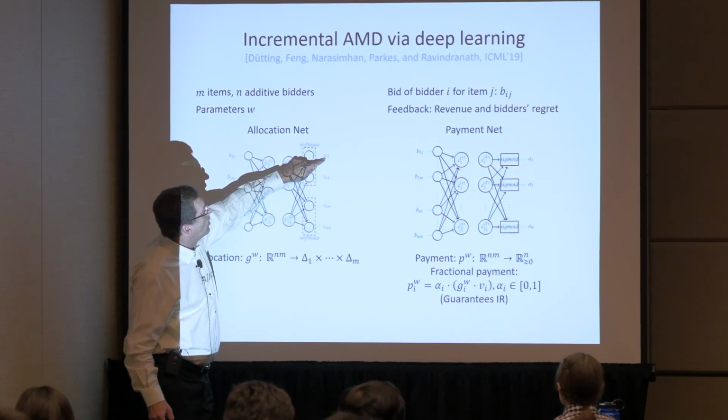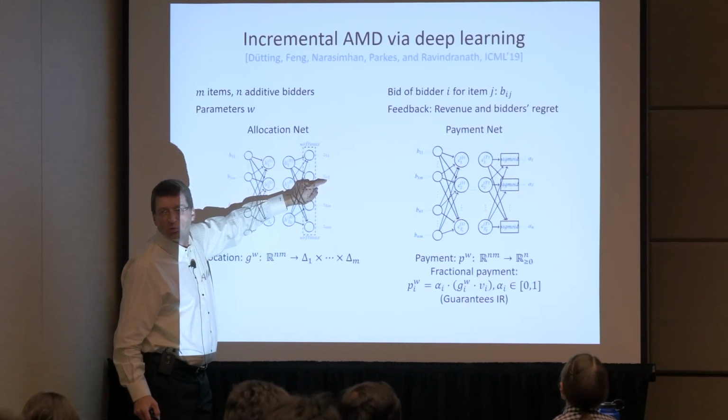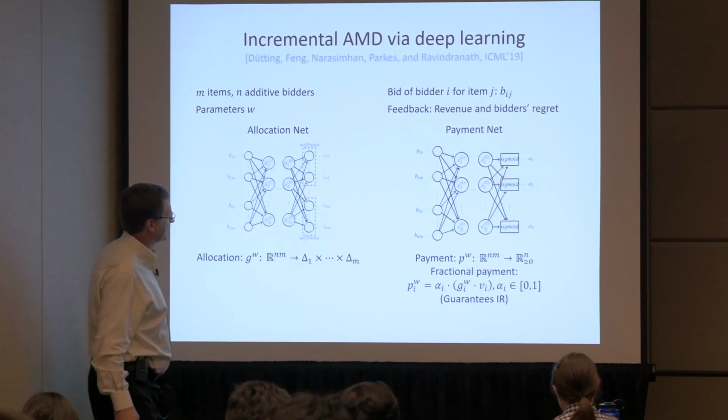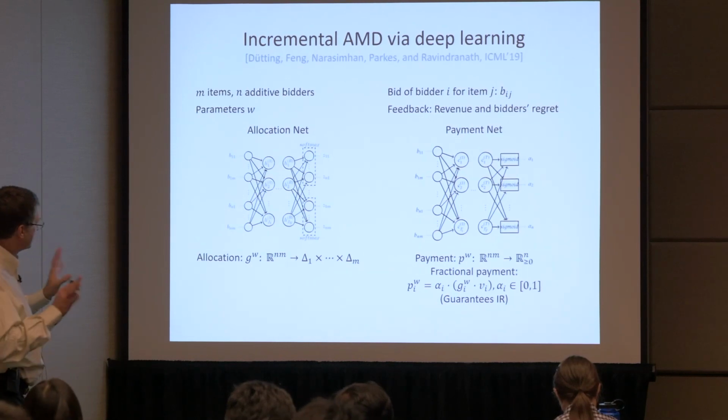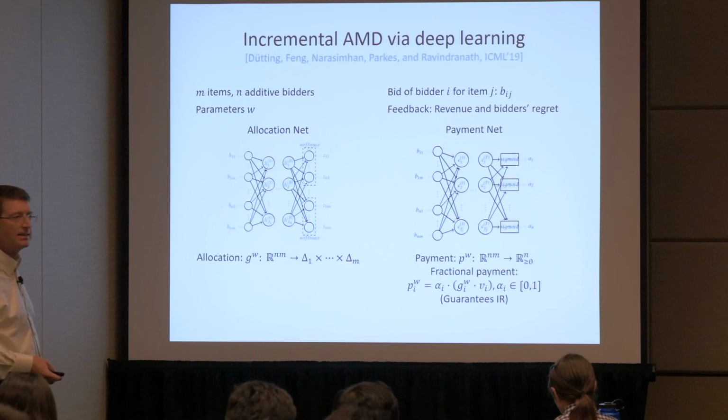So this is just saying what's the probability that bidder 1 gets item 1, what's the probability that bidder n gets item 1, and so on. So you have these softmax blocks there, so that guarantees that the allocation is feasible. And I'm going to talk about how you train this in a second.